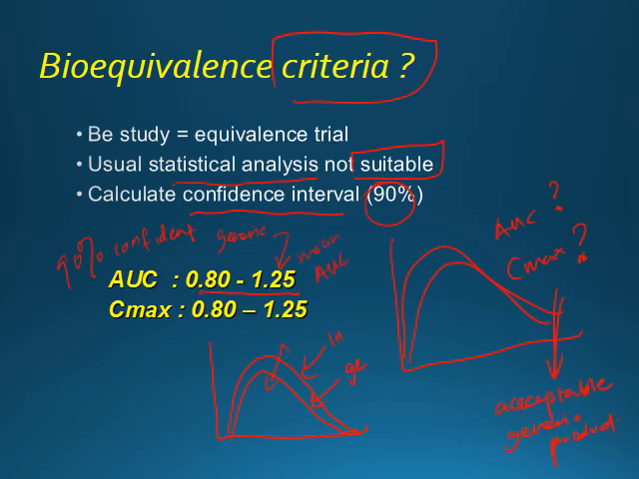The same thing applies to Cmax. We need the Cmax range between 0.8 to 1.25, meaning that we are 90% confident that the generic will produce a Cmax between 0.8 to 1.25 of the innovator.